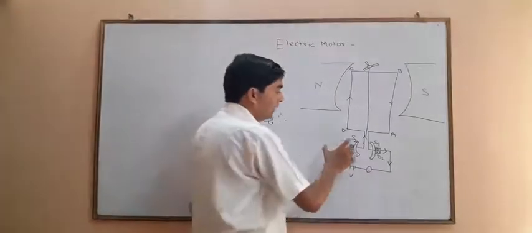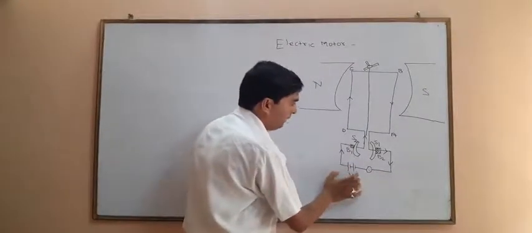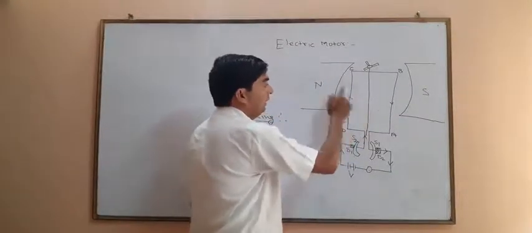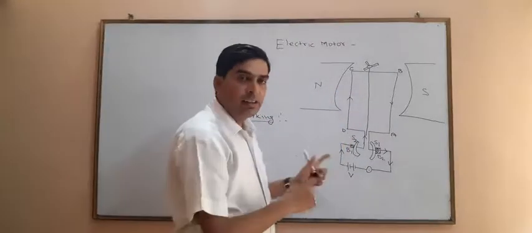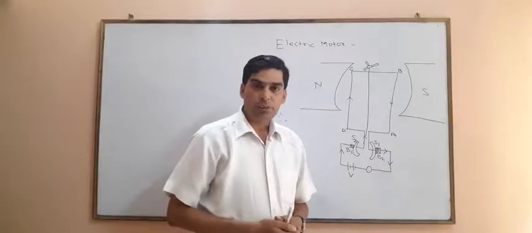So here what has happened? The electric energy of this source battery is converted into rotation due to the dual combination of magnetism as well as current. This is the function of the electric motor.